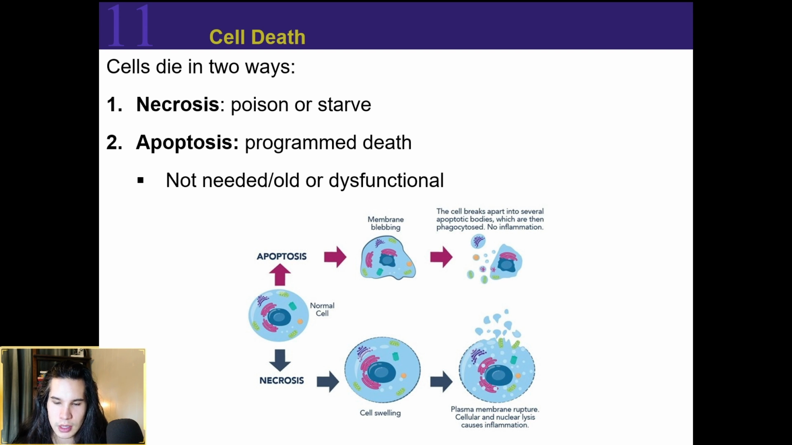So it creates little compartments of organelles and pieces that can easily be phagocytosed, or eaten, by neighboring cells. Typically, this is not going to lead to inflammation, because you're not just rupturing your cell membrane, releasing all of its contents into the tissue. What you're doing is creating these nice little packages in vesicles that can be consumed by other cells.